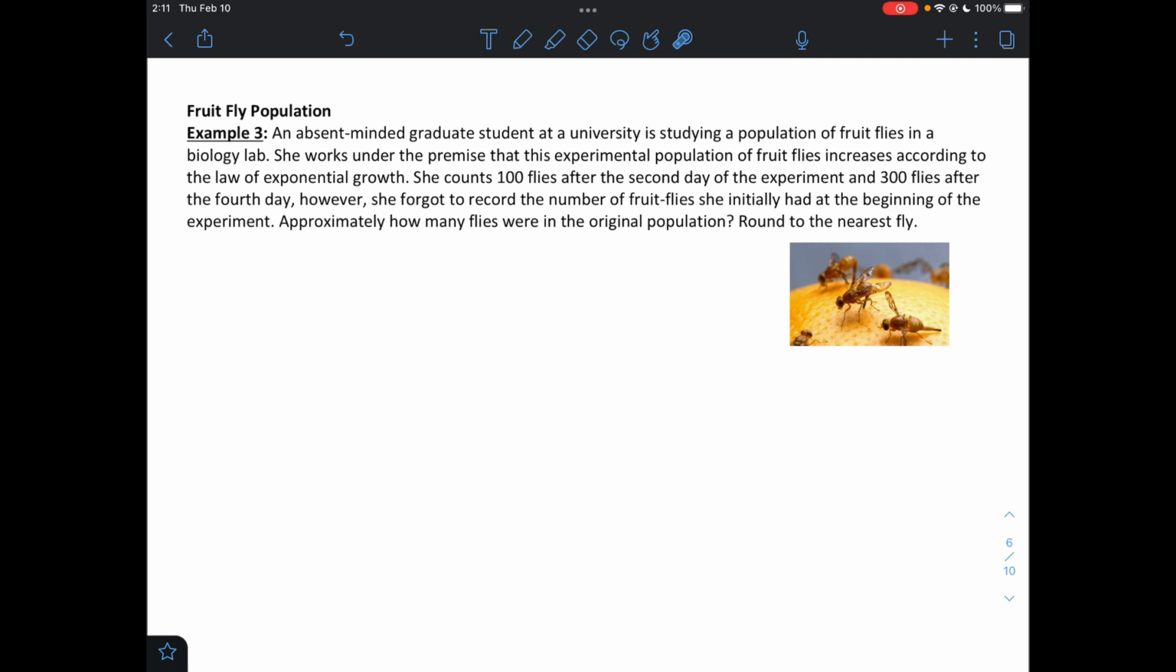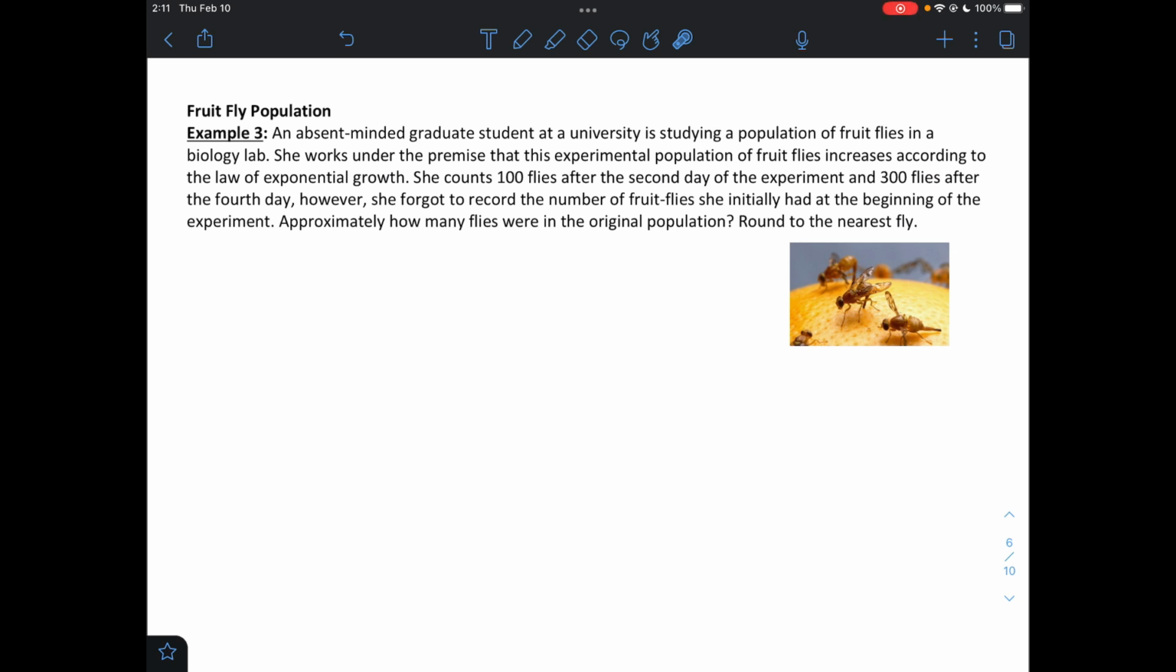Example 3, a fruit fly population. An absent-minded graduate student at a university is studying a population of fruit flies in a biology lab. She works under the premise that this experimental population of fruit flies increases according to the law of exponential growth. She counts 100 flies after the second day of the experiment and 300 after the fourth day. However, she forgot to record the number of fruit flies she initially had at the beginning of the experiment.